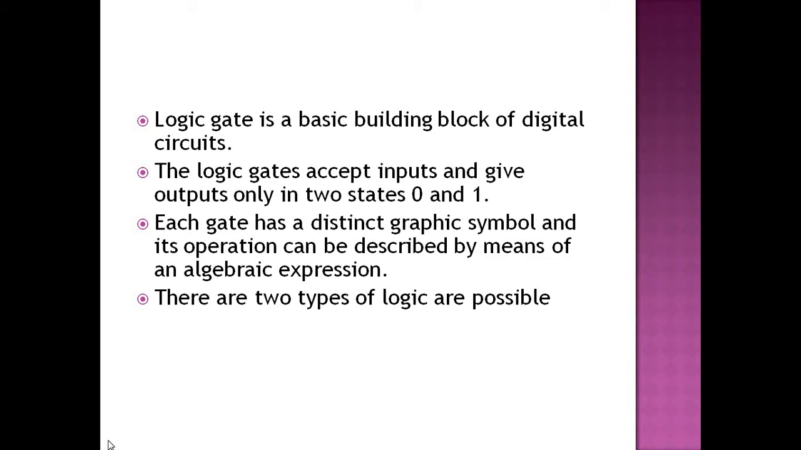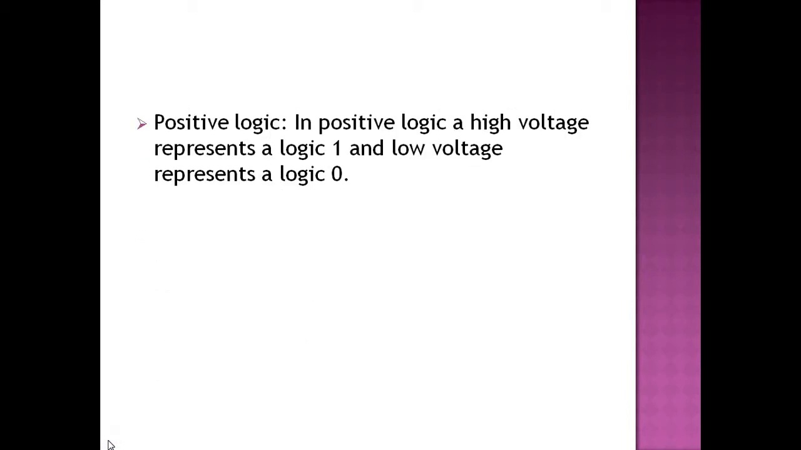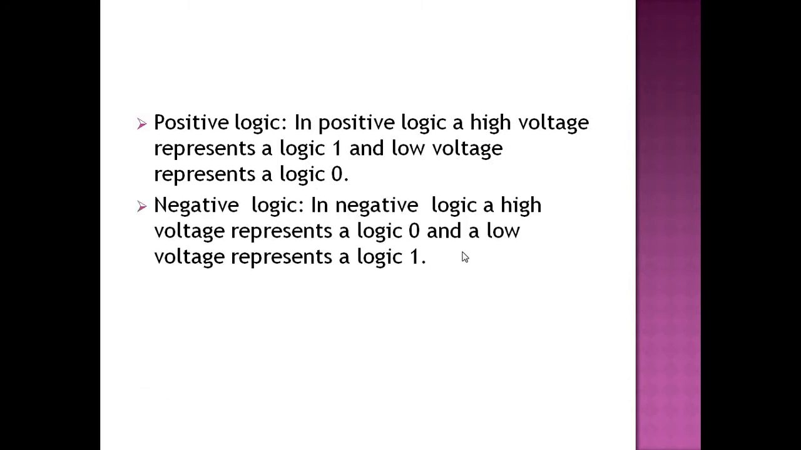There are two types of logic possible. One is positive logic and the second one is negative logic. In positive logic, high voltage represents a logic 1 and low voltage represents a logic 0. We already mentioned that it is digital electronics. So for the representation of logic 1 we use 5 volts and for logic 0 we use 0 volts. So in positive logic we consider logic 1 for high voltage and logic 0 for low voltage. In contrast, negative logic has high voltage representation for logic 0 and low voltage representation for logic 1.